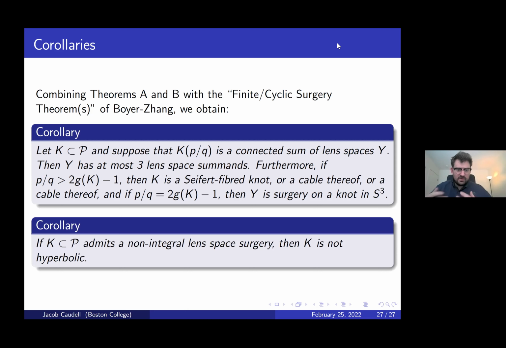And maybe the bigger punchline here, and Steve, you really did the heavy lifting here. If K in the Poincaré homology sphere admits a non-integral lens space surgery, then K is not hyperbolic. The exterior, or the complement of K, does not admit a hyperbolic metric.